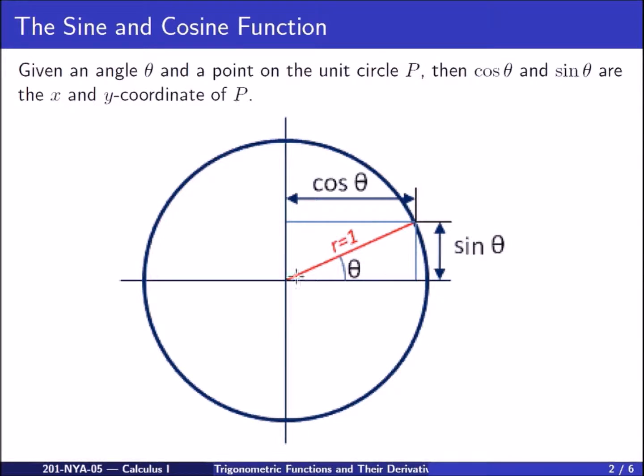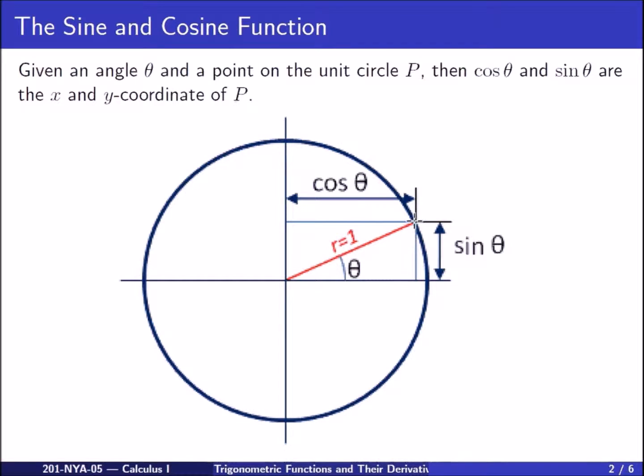Consider this right angle triangle here. The opposite side here is the sine value of the angle. Why is that? Well, it's because the sine of the angle is opposite over hypotenuse, but the hypotenuse is 1. So we just end up with the opposite side being the sine value of the angle. Similarly, the adjacent side of the angle is the cosine value.